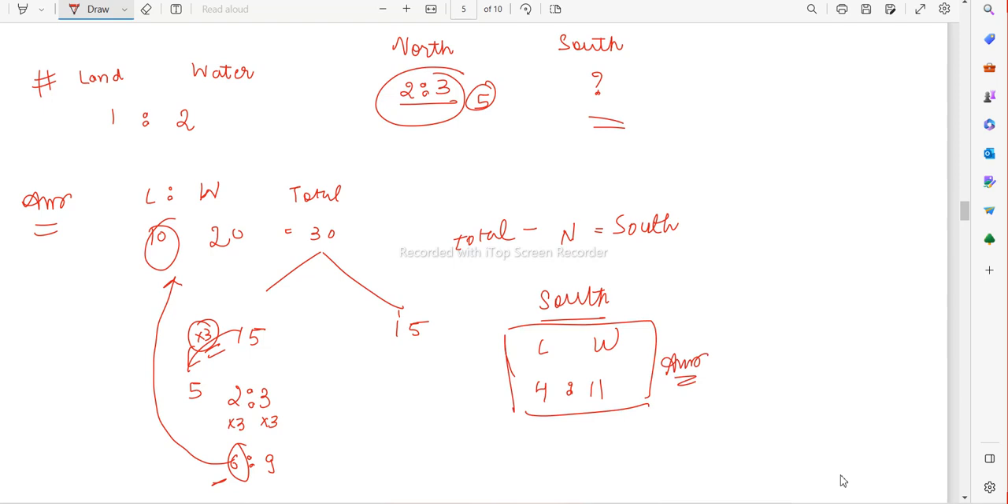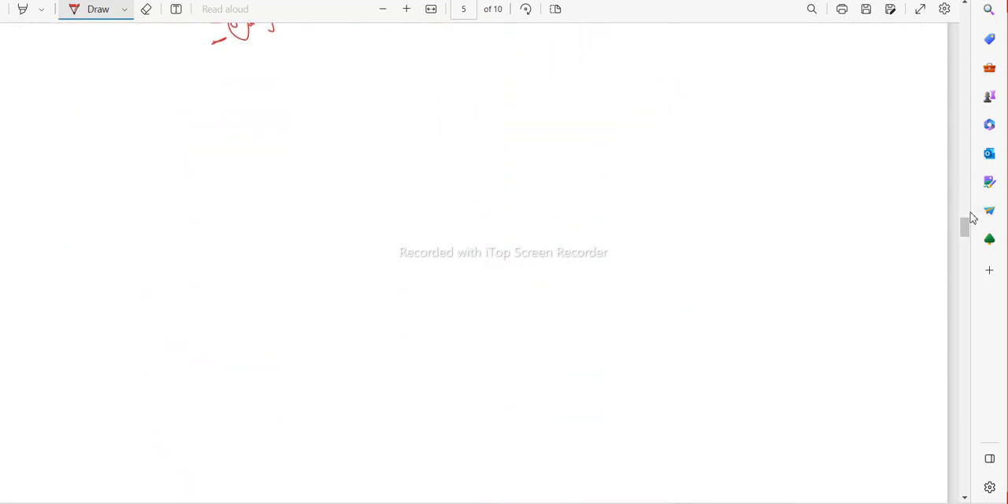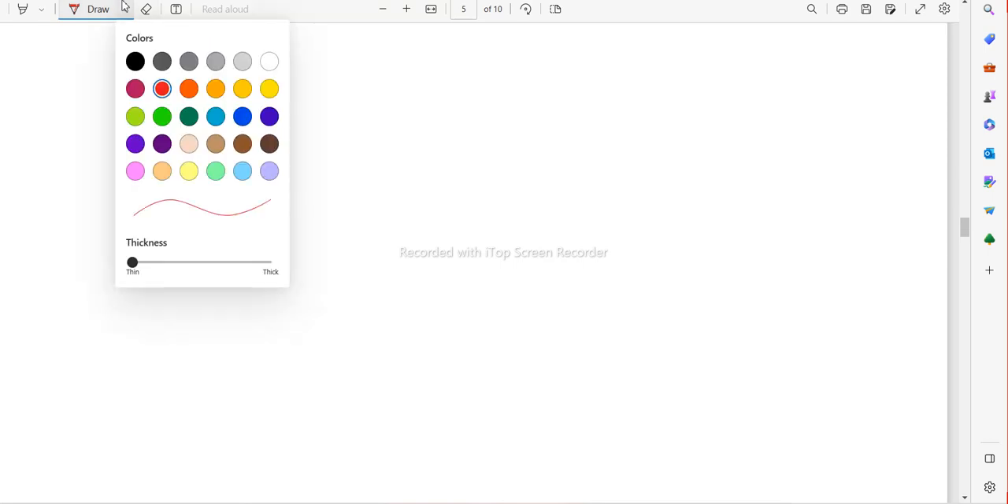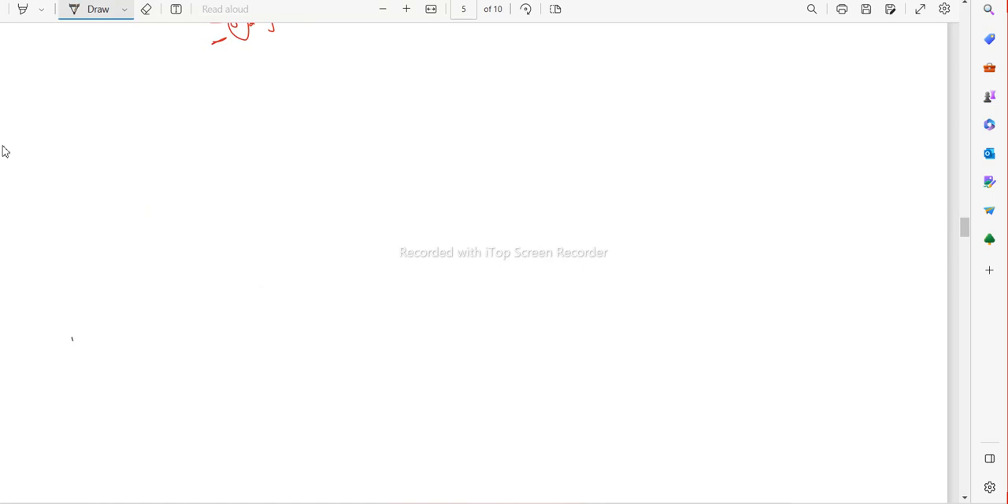I hope you understood this one. This one is a tricky one, and you can just revisit the question if you didn't. Otherwise, well and good. Let's do some more questions, then we'll proceed to proportions. I think I'll be able to cover this in this video itself. Otherwise, I'll make another video for proportions.